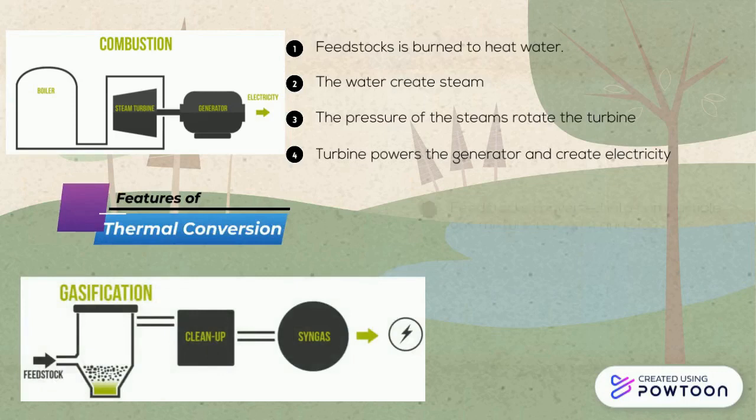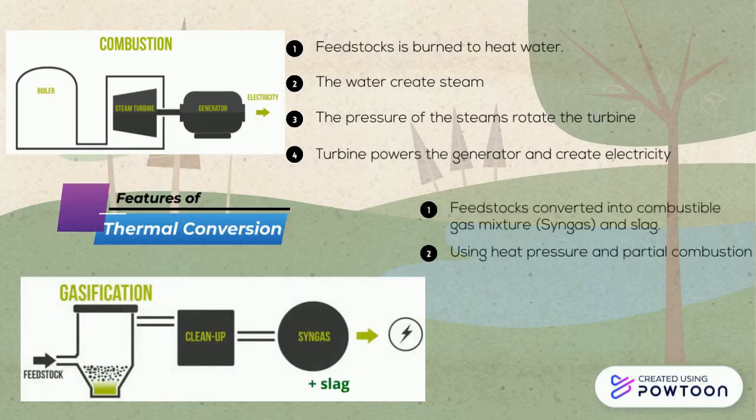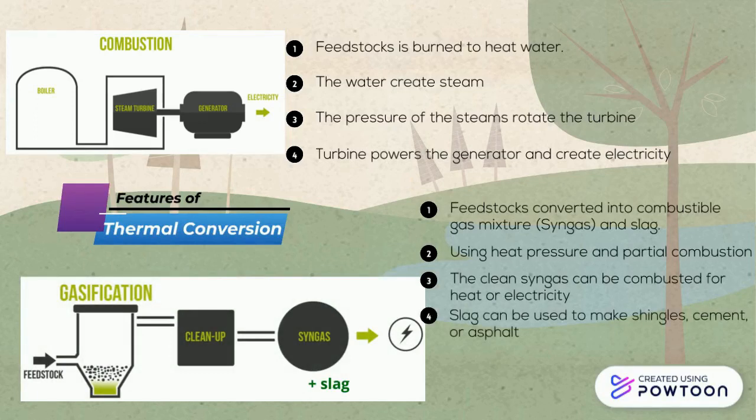Gasification. Feedstock is converted into a combustible gas mixture called syngas, and slag, using heat, pressure, and partial combustion. The clean syngas can be combusted for heat or electricity. Slag can be used to make shingles, cement, or asphalt.